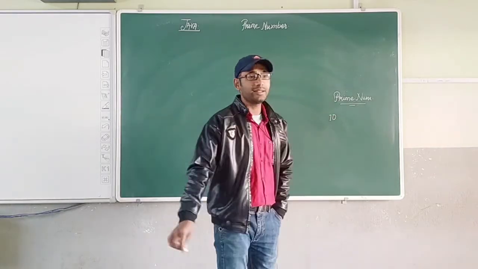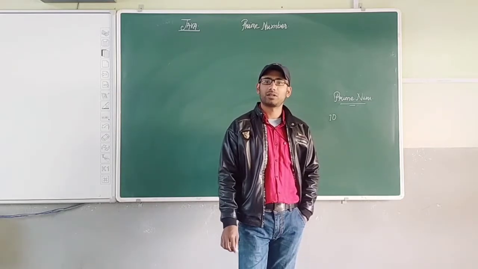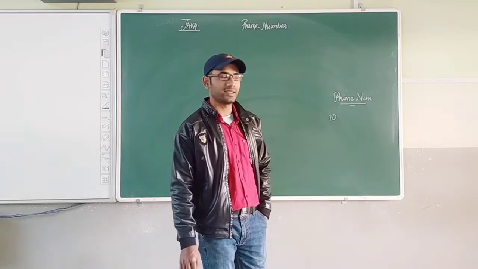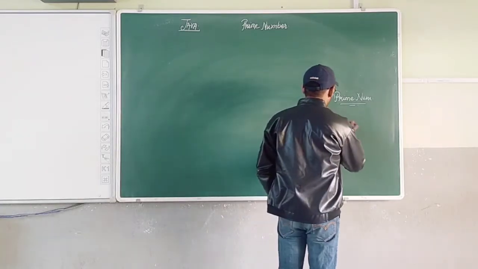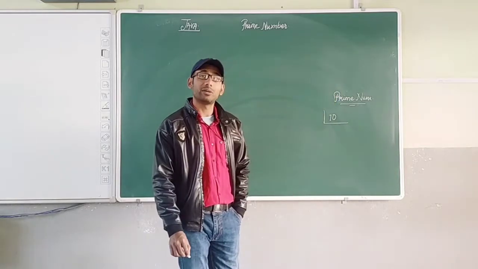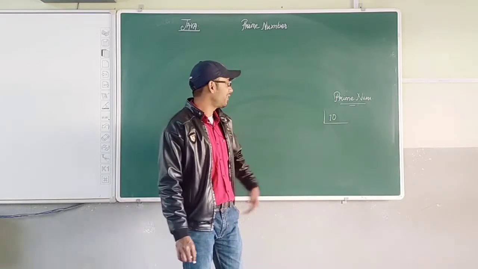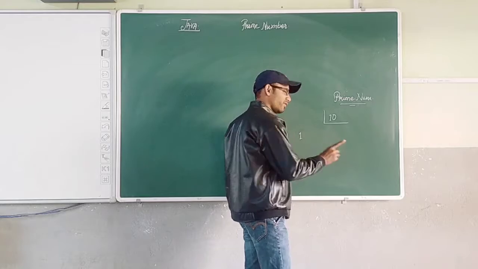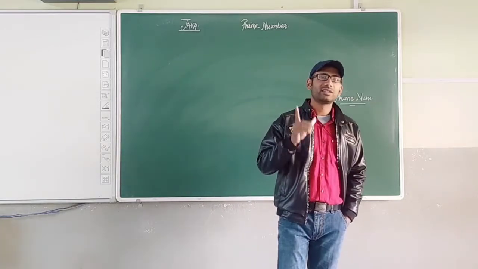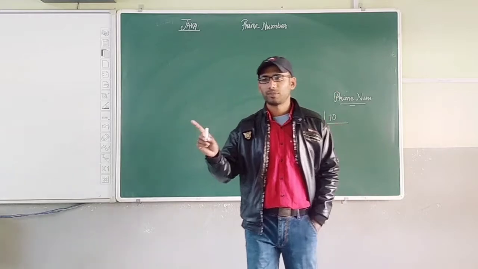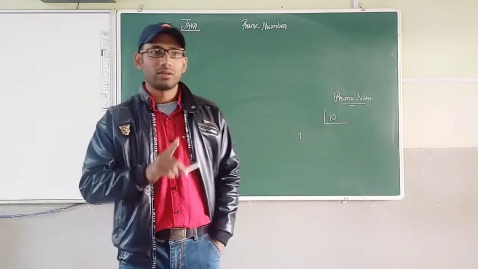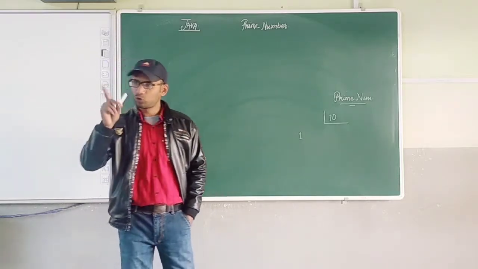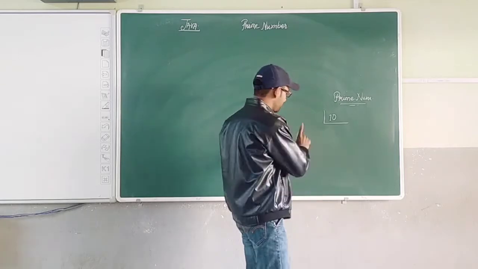Ten. 10 is a digit or a number? It is a number, right? Now, this number, that is 10, which are the particular digits or numbers which can completely divide this 10? What are those? Very first thing, 1 divides each and every particular number or digit. Understood? 1 divides every number and digit. So, the first factor is 1.